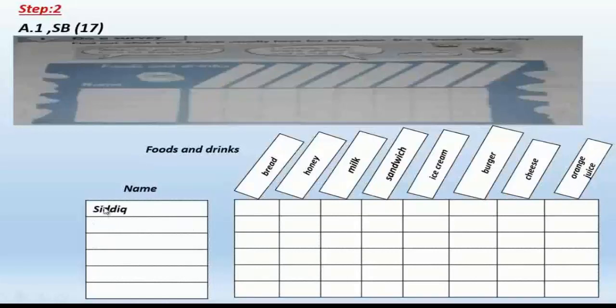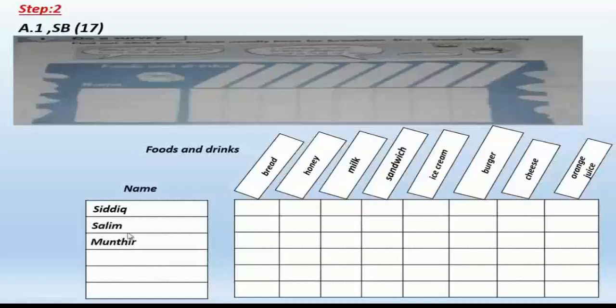Bread, honey, milk, sandwich, ice cream, burger, cheese, orange juice. Okay, that's right. Name. Here you are going to write your name and the names of your friend. My name is Sadiq. And I have two friends, Salim and Mundir.